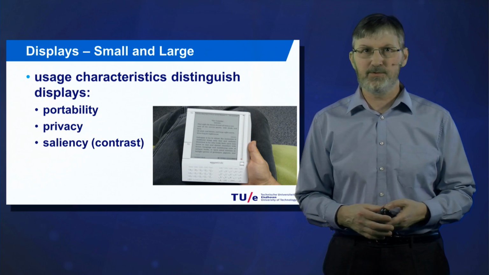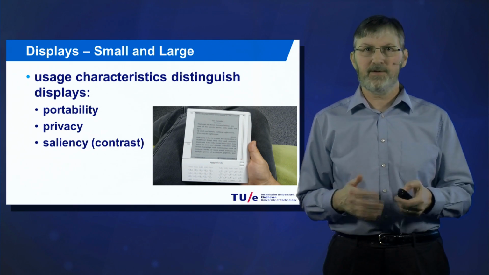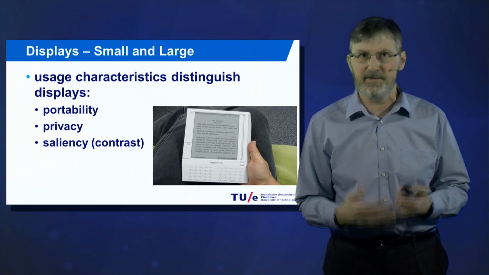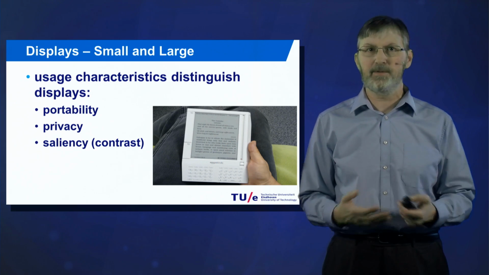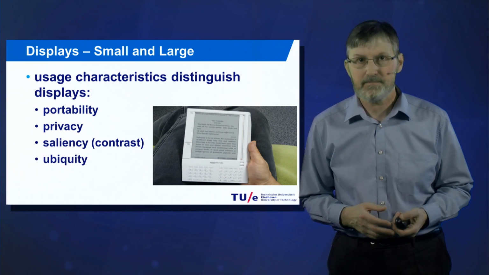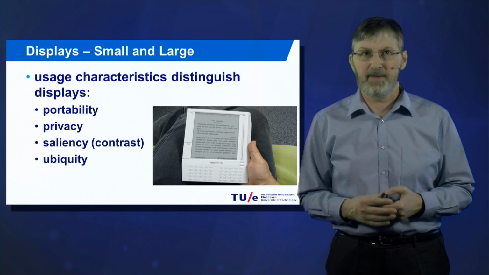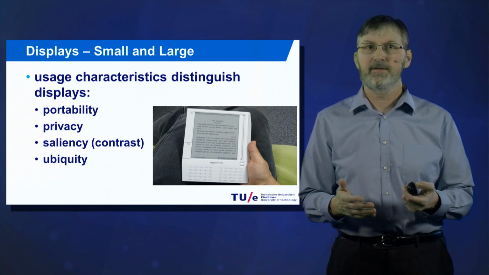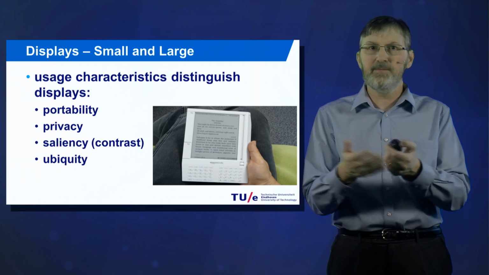Displays need to have good contrast so that they are readable even in difficult circumstances. This e-ink example is a very good example that is readable even in bright sunlight. Displays like this can be used everywhere because they use hardly any power.